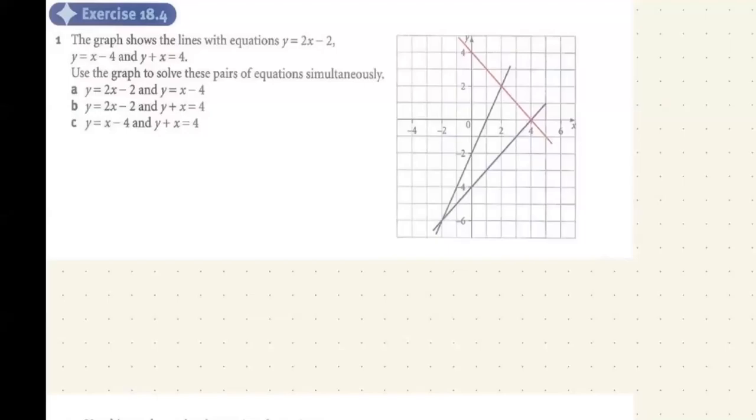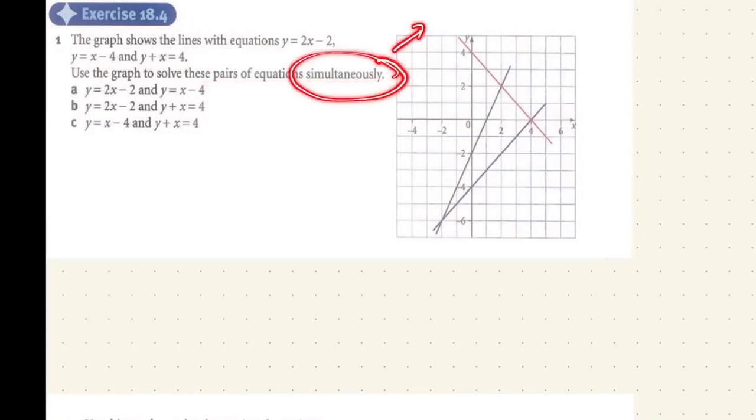Okay, now we're looking at exercise 18.4, the Coursebook 9. The graph shows the lines with equations y = 2x - 2, y = x - 4, and y + x = 4. Use a graph to solve this pair of equations simultaneously.